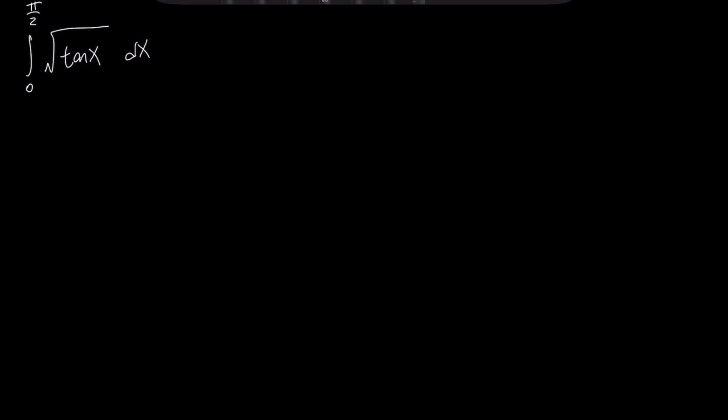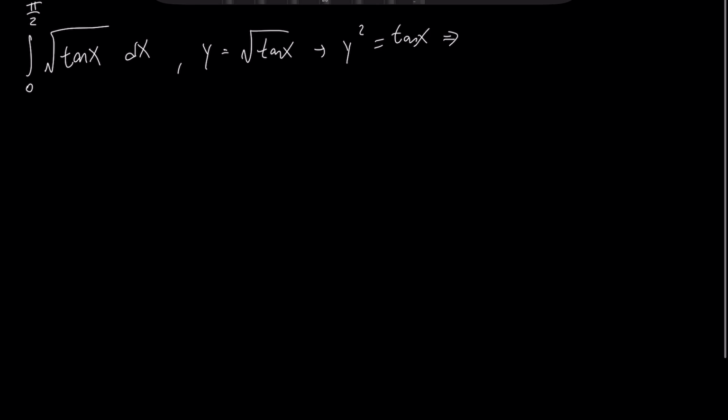Today we'll be doing the integral from 0 to pi over 2 of the square root of tangent of x dx. And to start off, we will make a substitution. So we'll let y equal the square root of the tangent of x, which means that y squared equals the tangent of x. And solving for x, we have x equals the arctangent of y squared.